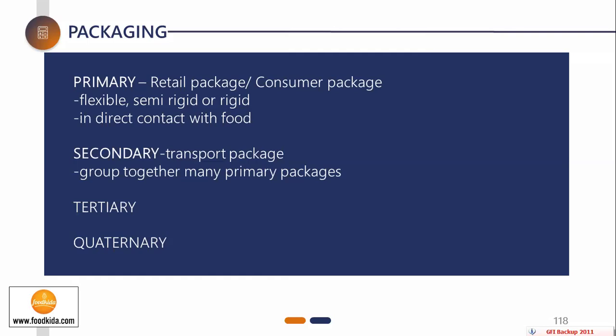Okay, fine. So packaging. You have primary, secondary, tertiary and quaternary. Primary packaging is one which is in direct contact with your product. It can be semi-rigid, rigid, flexible, whatever it is. Secondary packaging is for transport, where we group together many primary packages. So it is a carton, mono cartons.